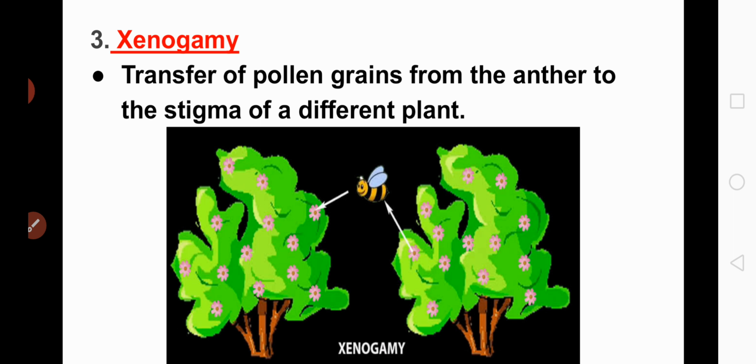So in geitonogamy, what happens? Here the transfer of pollen grains is from the anther to the stigma of another flower of the same plant. So geitonogamy involves two different flowers, but these flowers are produced on the same plant. But in xenogamy, the pollination process takes place between two different flowers of different plants. Understood?